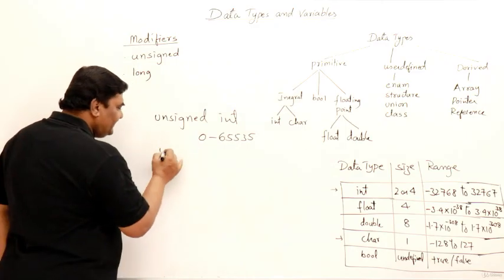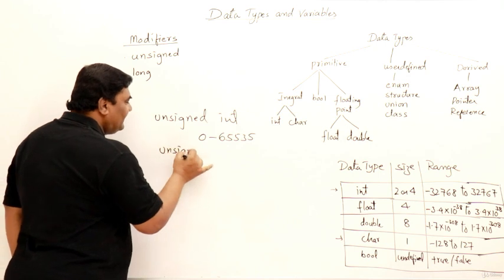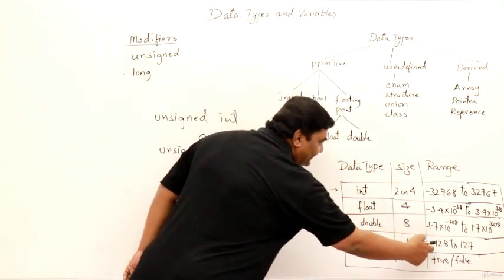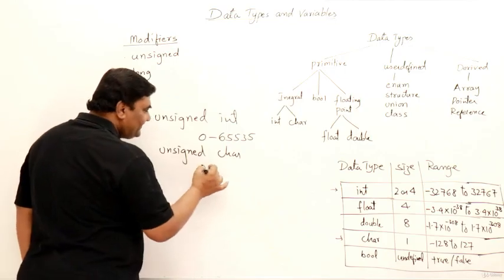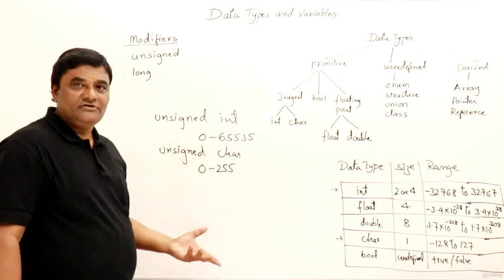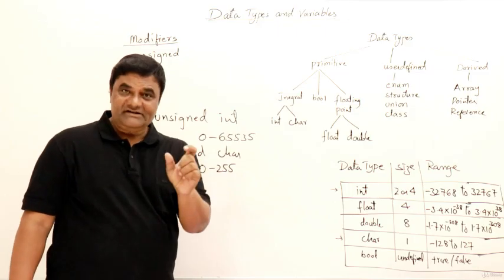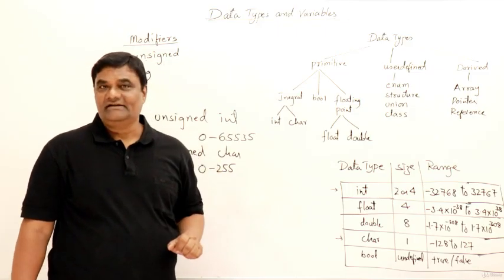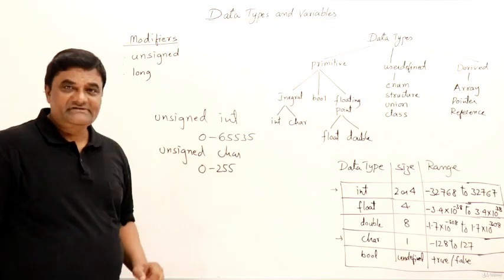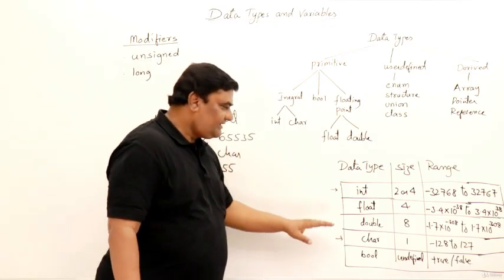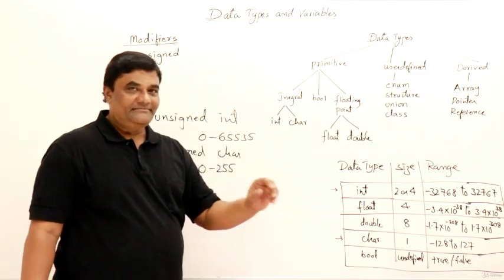Then you can also say unsigned char. When you say unsigned character, the range gets doubled, that is, you can store the numbers 0 to 255. So you can store numbers also now. If in a character your numbers are very small, instead of storing alphabets, you can store numbers also in a character. So its range becomes this. Unsigned can be used only with integer and character, you cannot use it with any other.